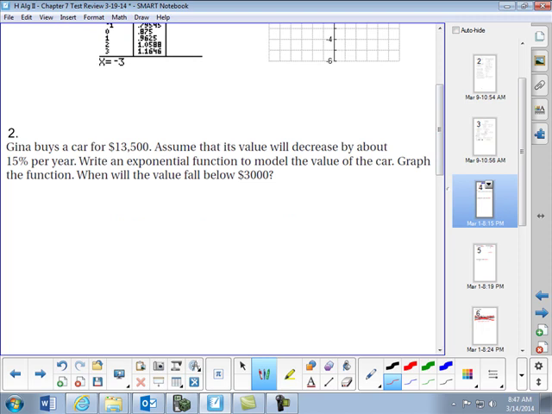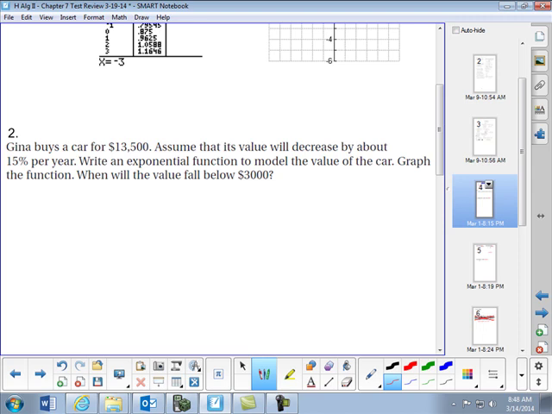All right, problem number 2. It says Gina buys a car for $13,500. Assume that the value will decrease by about 15% per year. Write an exponential function. So it's telling you exponential function to model the value of this car. Graph the function, and when will it be below 3,000?